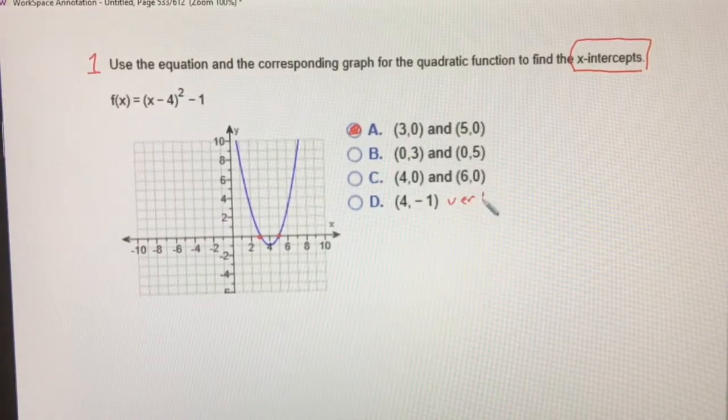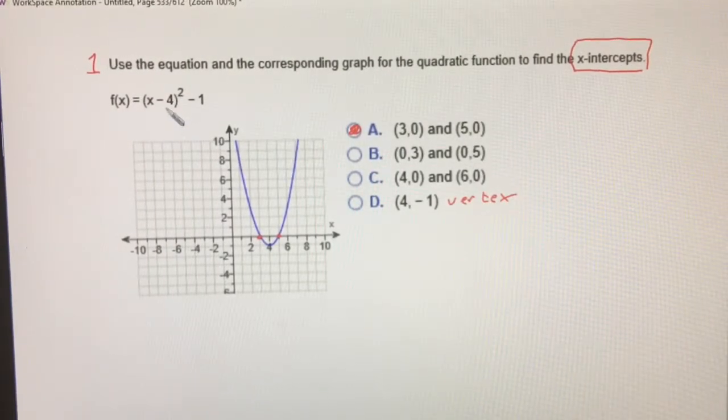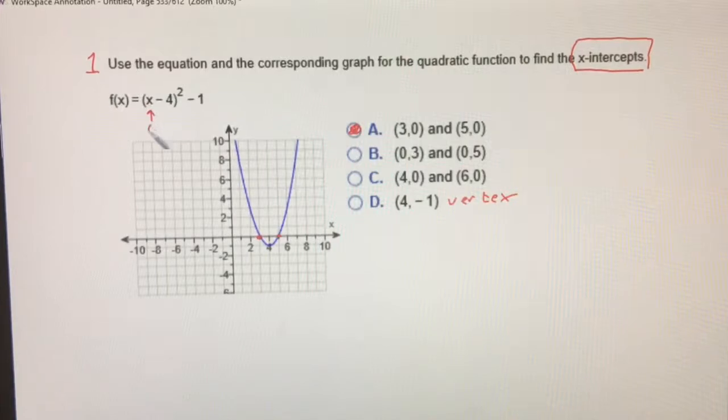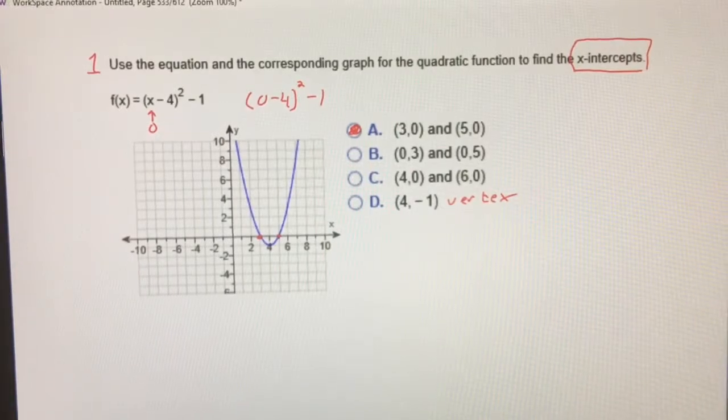This is the vertex. If it wanted the y-intercept, I would just enter a 0 in for the x, and that would give me 0 minus 4, and I would type it in the calculator, -1, and that would give me the y-intercept. But it's not asking that.